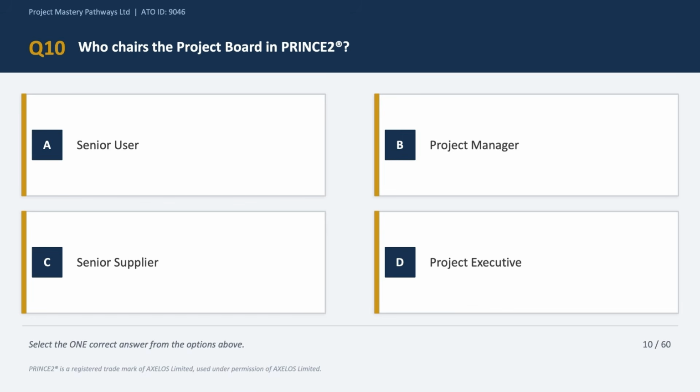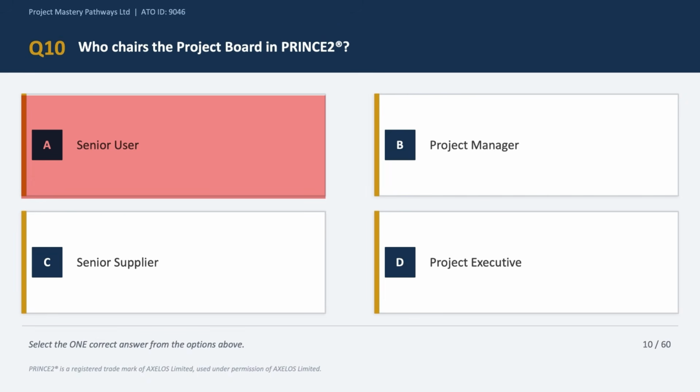Right, so question number 10, and here we have a basic roles question, and this question is asking who chairs the project board. So let's go through the options one by one. Option A says the senior user. Now the senior user is an important member of the project board representing those who will use the products, right? But chairing the board is not their role, okay? So we can eliminate option A.